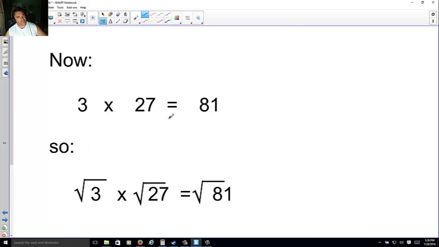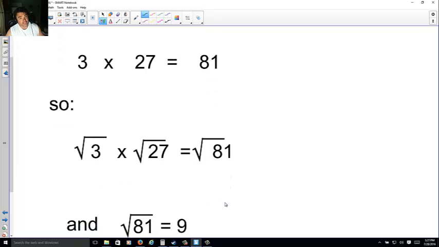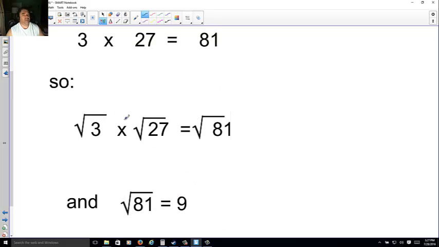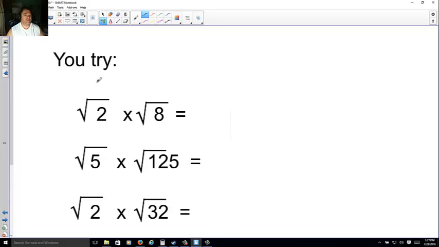Now, something new. Just as 3 times 27 equals 81, the square root of 3 times the square root of 27 also equals the square root of 81. Now you might say, so what? But the square root of 81 equals 9. There's a couple ways we can do this.